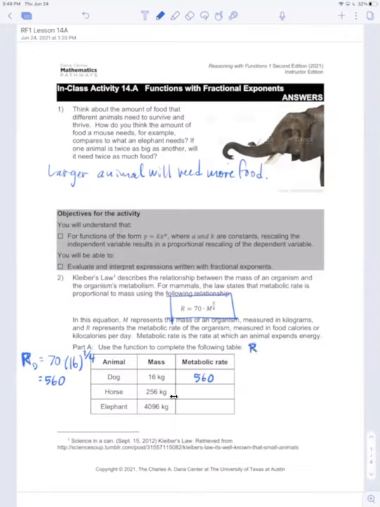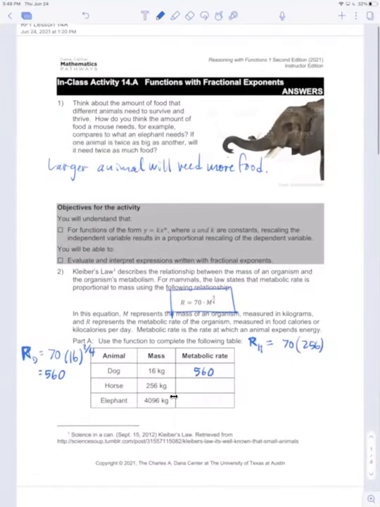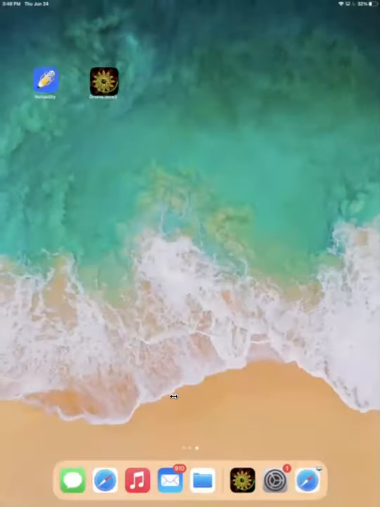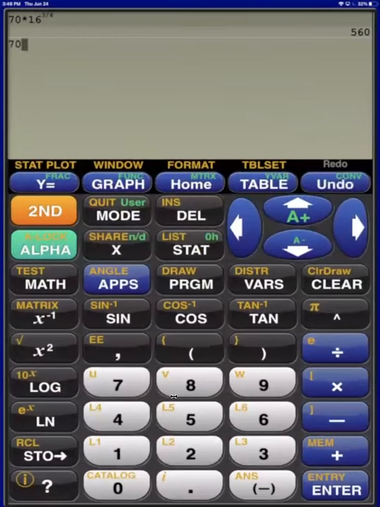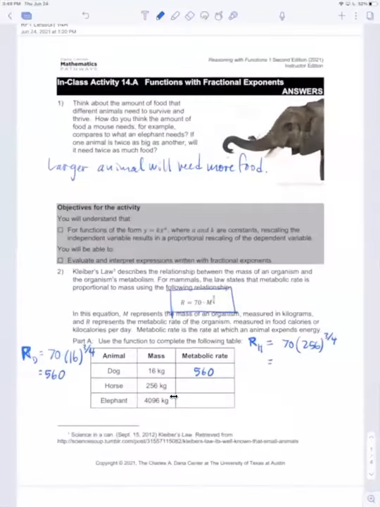So why don't we do this? The rate of the, what's next, the horse. That's going to be 70 times 256, raised again to the 3/4 power. And let's go back to the calculator, and it's going to be 70 times 256 raised to the 3/4 power, and we get 4,480. So 4,480, I'll put that here too.